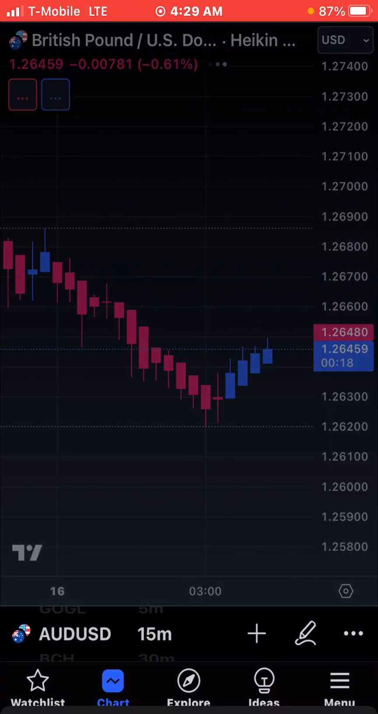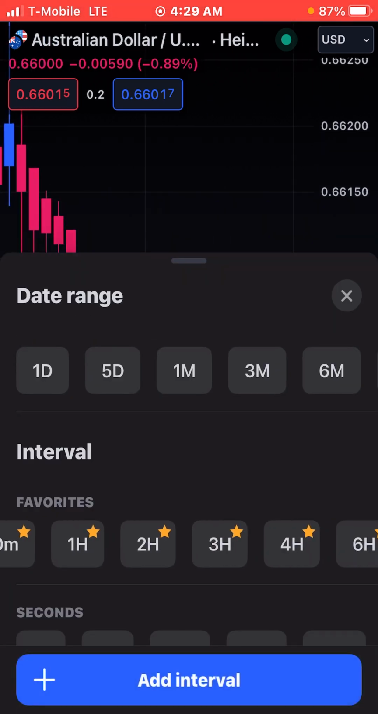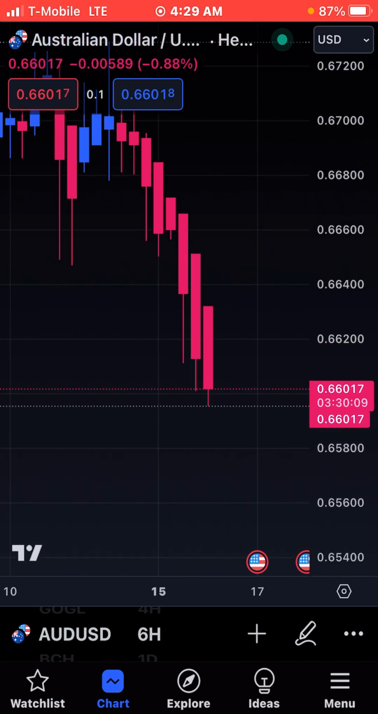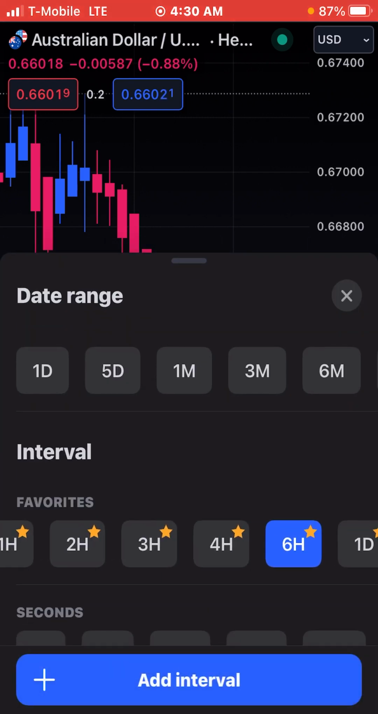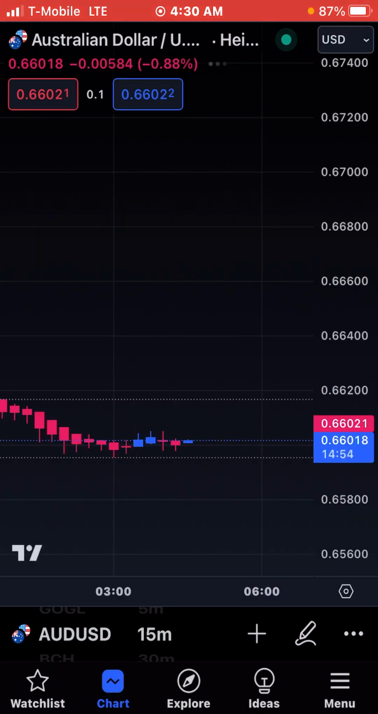Let's do the Australian dollar. Let's look at the Australian dollar on the 6 hour here. Same thing for the Australian dollar. We have a good direction here. We have at least 3 candles, 18 hours of it going down. So that's why we go here to our smaller time frame. We'll look at a 15-minute.